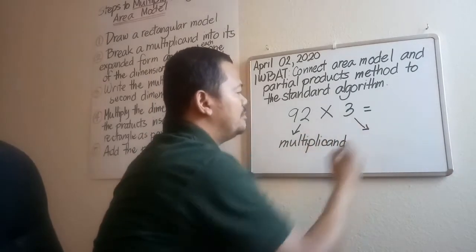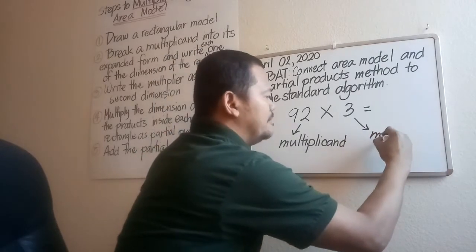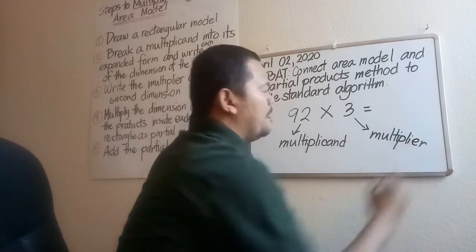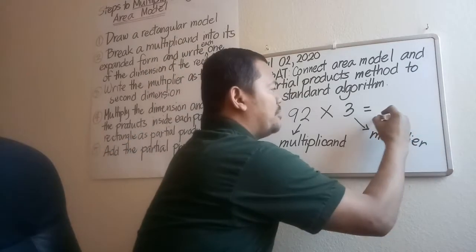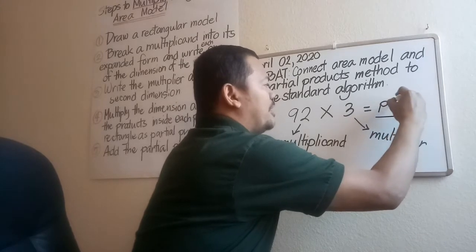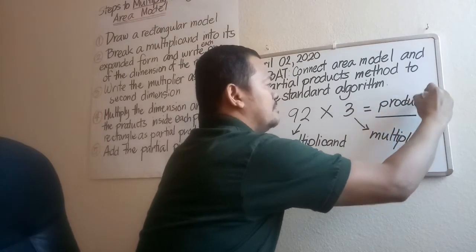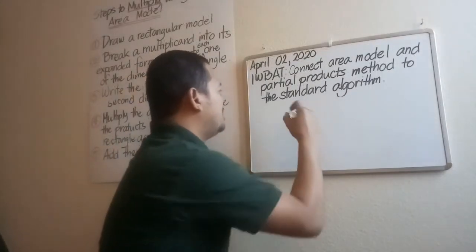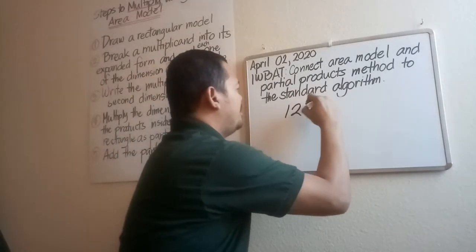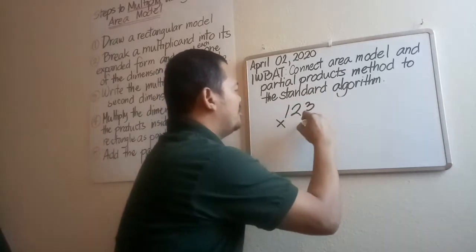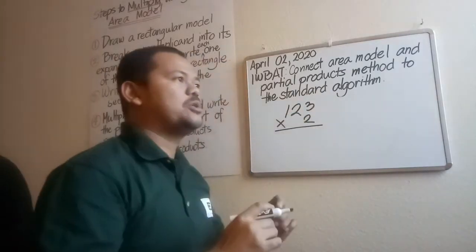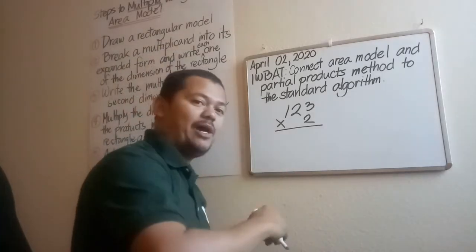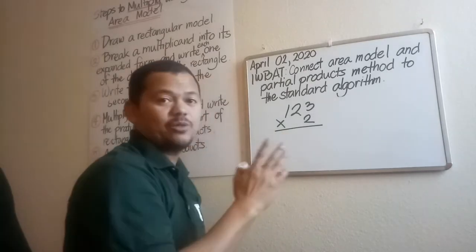And the smaller number will be your multiplier. Then the answer to the problem is what you call your product. Okay, we have this problem, 123 times 2. This time we are going to review how we answer this one using partial products. So I know you know this already, so this is just a sort of review.